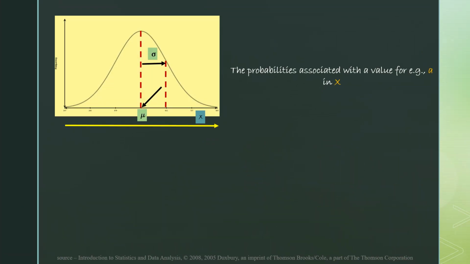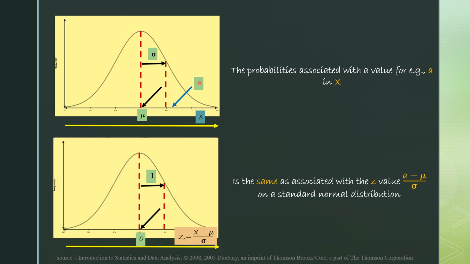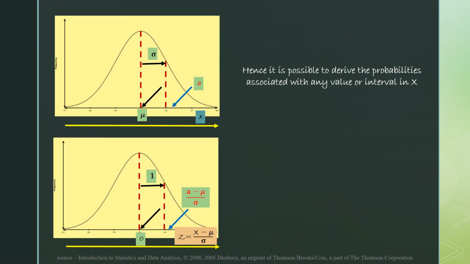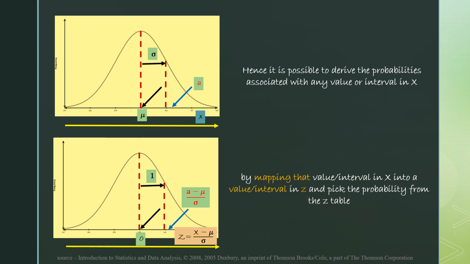The probability associated with a value, for example a in x, is the same as that associated with the z value a minus mu divided by sigma on a standard normal distribution. Hence, it is possible to derive the probabilities associated with any value or interval in x by mapping that value or interval in x into a value or interval in z and picking the probability from the z table. Let's explore a few examples.